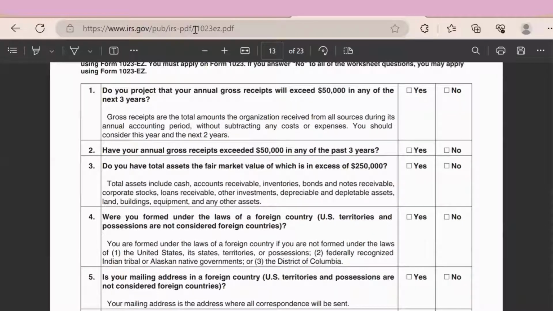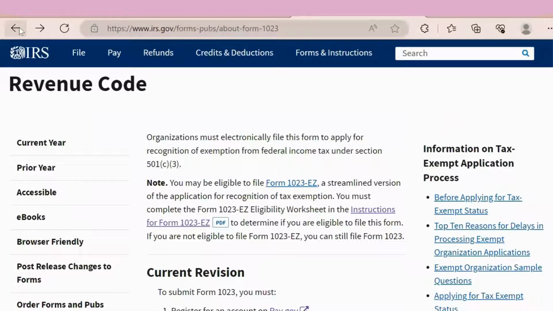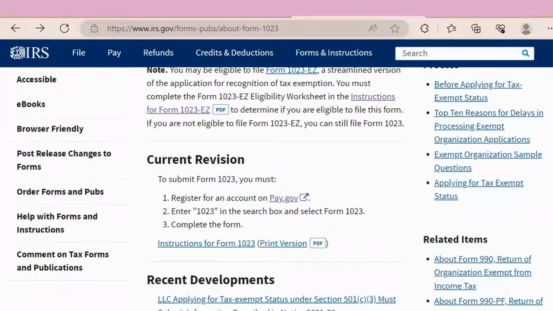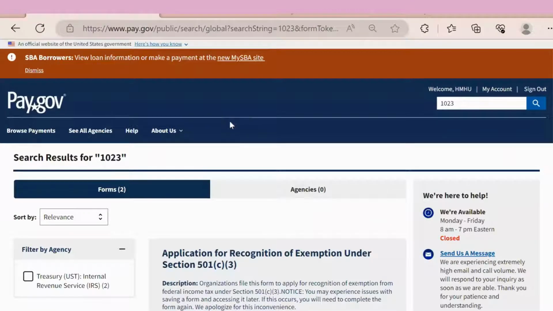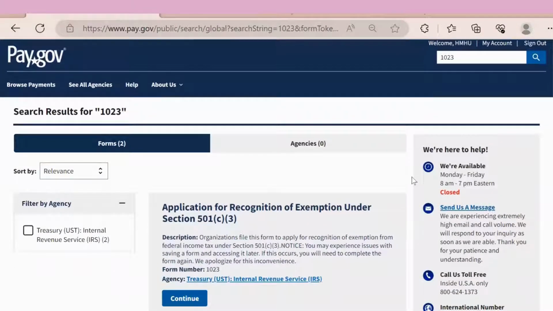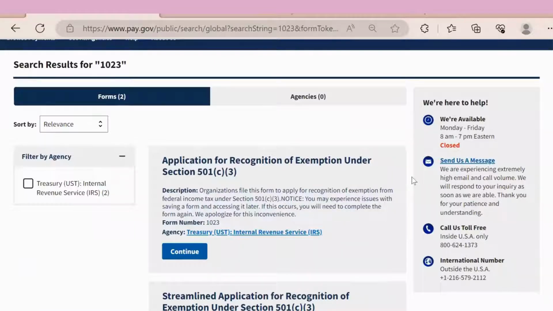We are going to go back to the IRS website. And next, it says that in order to file for the 1023, you must register for an account on pay.gov. Enter 1023 in the search box and select Form 1023. So let's go over to that page. We're at pay.gov. We've already put 1023 in the search box, and it directed us to this page. It says Application for Recognition of Exemption under Section 501c3.